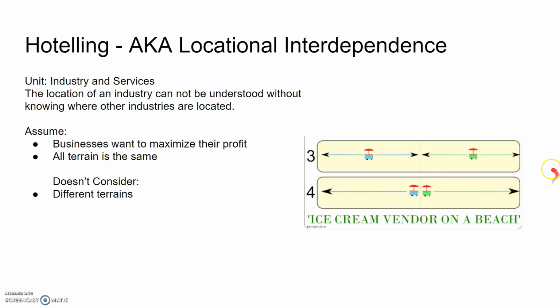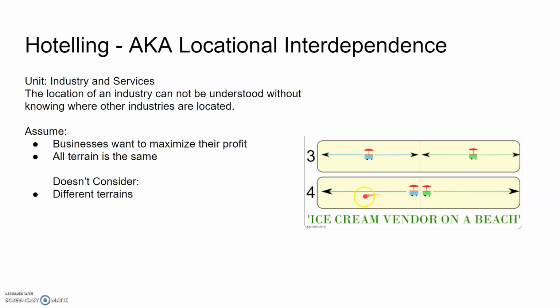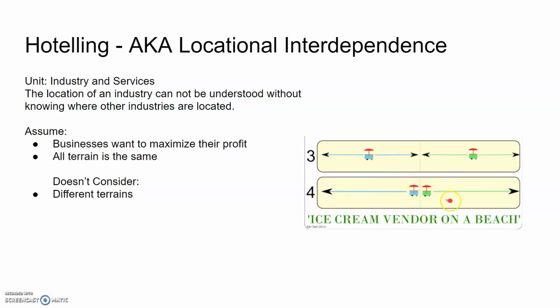So this number 3 is the best way for consumers to get what they want because they only have to walk a maximum of, let's say this is a mile long, a quarter of a mile. But this is best for the businesses because if one moves, then the other will move, and it'll just cause great chaos. But this is kind of like a stalemate for them so that they can get the largest market that they can.